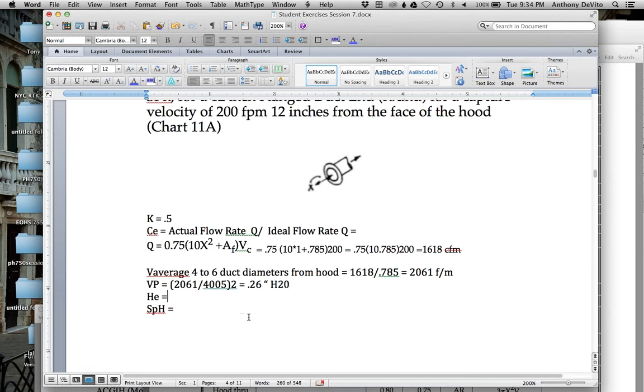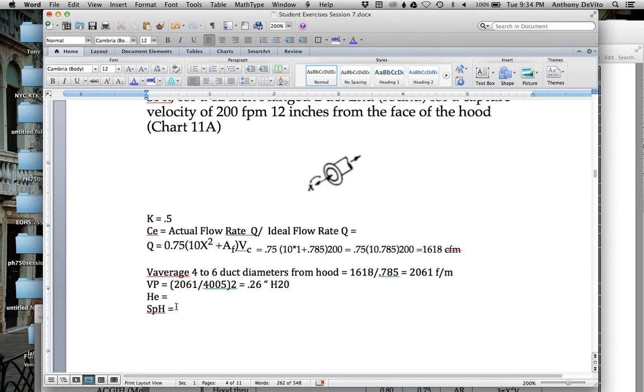Okay, inches of water. Okay, so now let's see. Now I've got to calculate my... I'm going to go past this for a second. What I really am interested in is what negative pressure I need in this hood in order to generate this flow of air that I need to achieve my capture velocity.